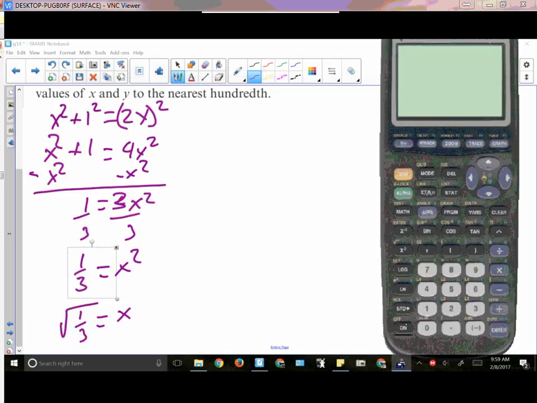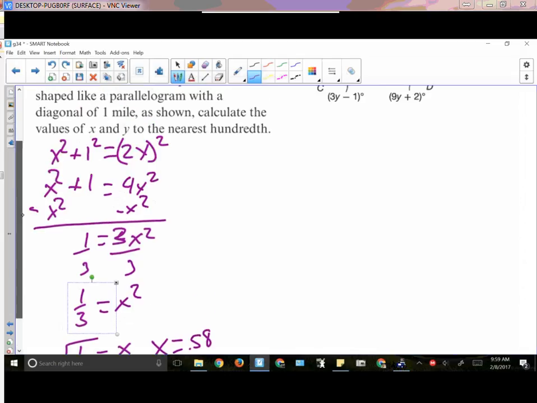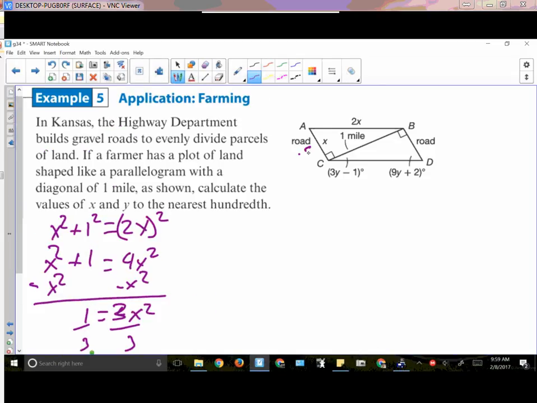Calculator. Got the square root of 1/3 up there is 0.577. We're supposed to round to the nearest hundredth, so that means that x is equal to 0.58. So if I put 0.58 up here, let's see, and if I double it, that would be 1.16, right?